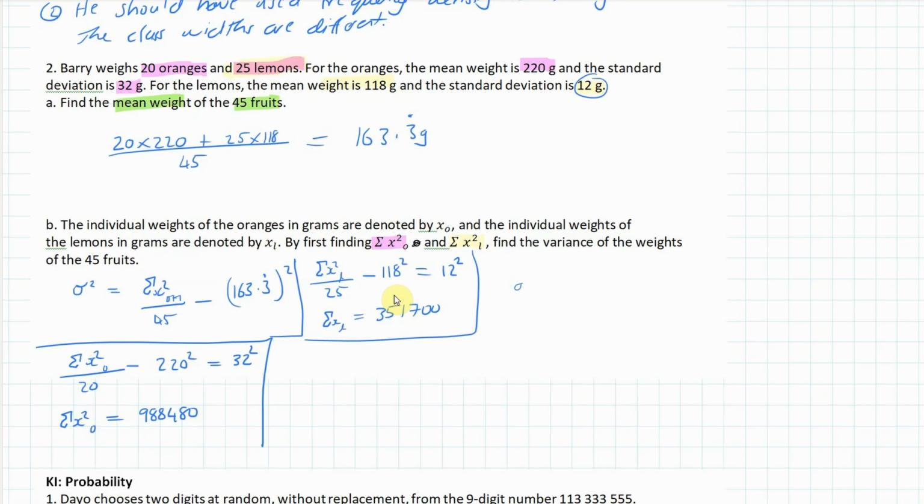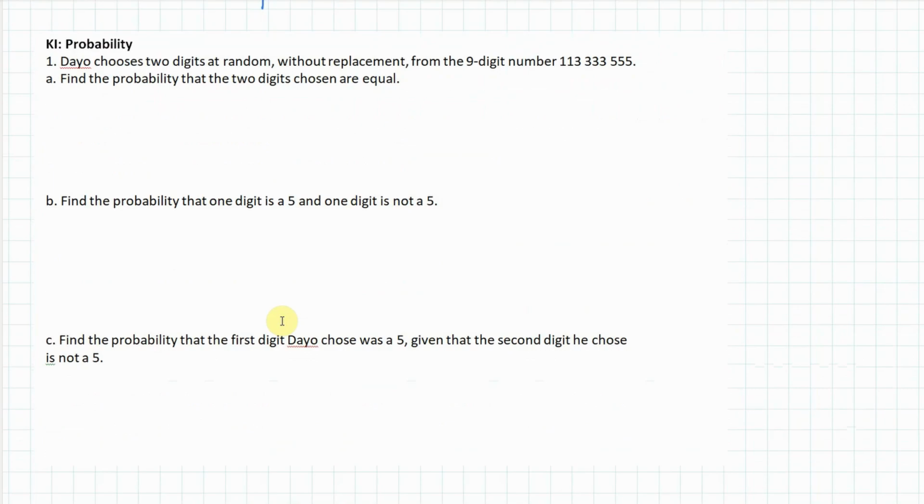So I can now put this all together. I'm going to use this formula over here. I'm going to do 988,480 plus the 351,700. I'm going to divide that by the total of 45 lemons and oranges that I have. Then I'm going to subtract my mean squared, and this will give me my variance, which is what I'm trying to find. Now when I do that, I'm getting a variance of 3104. Okey dokey.